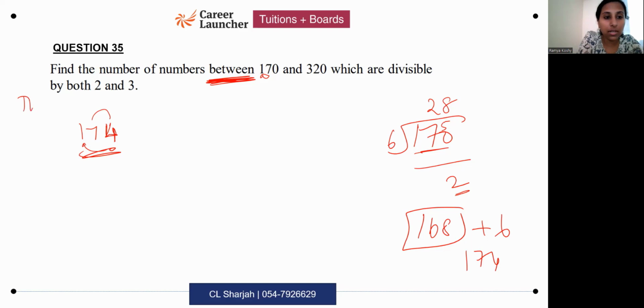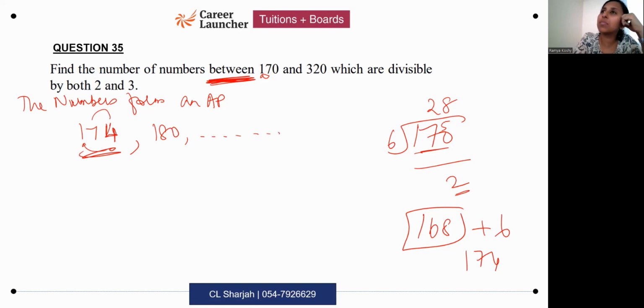Okay, so the numbers form an AP. You will write like that. The numbers form an AP 174, 180, dot, dot, dot. Which will be the last term which is divisible by 6? 320 minus 6. Is 320 there in the 6 table? No, no. 320 is not there in the 6 table. When you divide 320 by 6, we get 5. Okay, sorry.